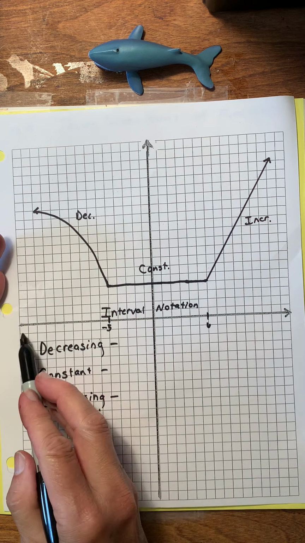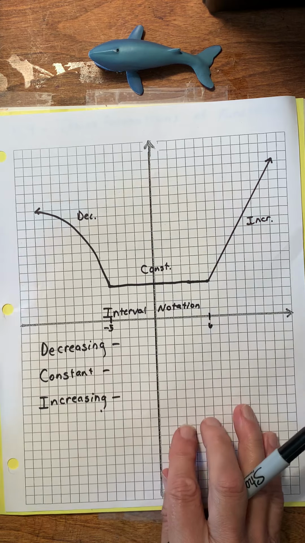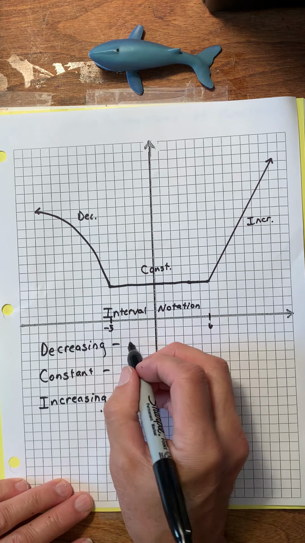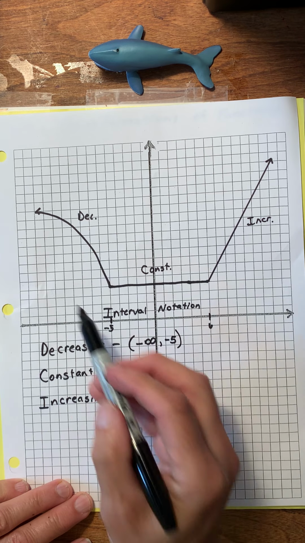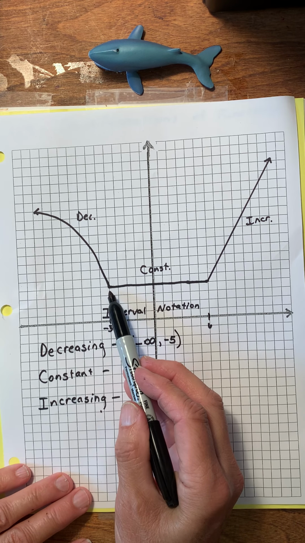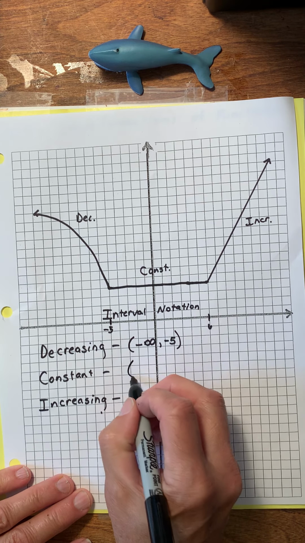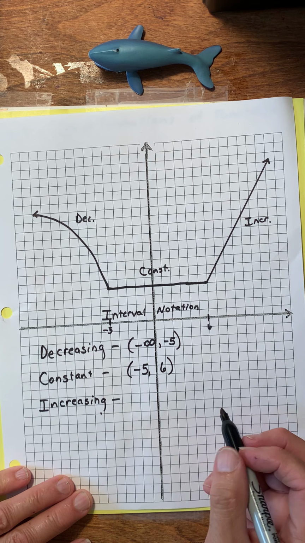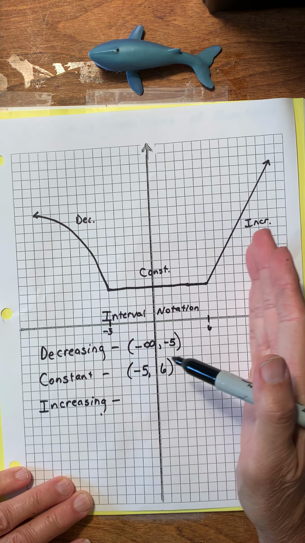And I look at the x-axis to come up with my interval notation. The x-axis. From negative infinity all the way to negative 5, the function is decreasing. It's constant from negative 5 to positive 6. And it is increasing from 6 to infinity.